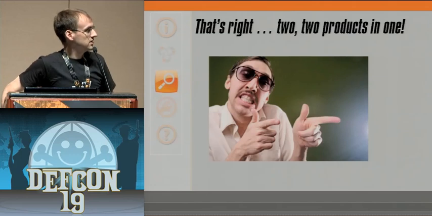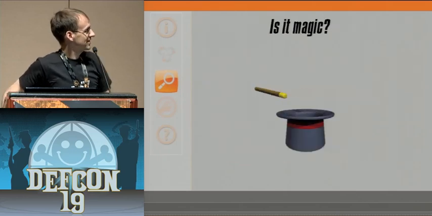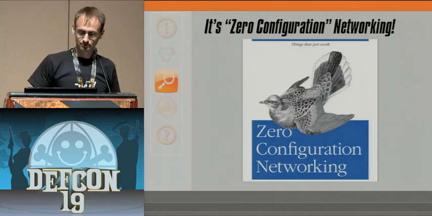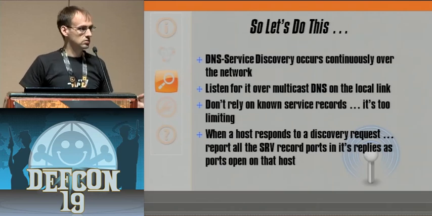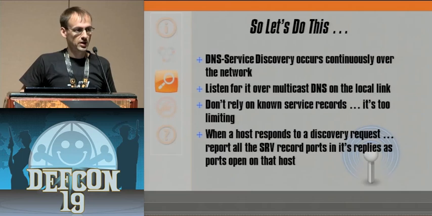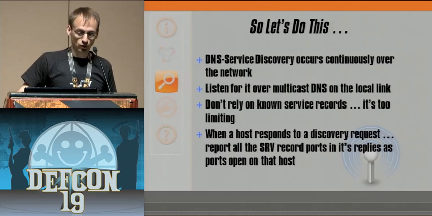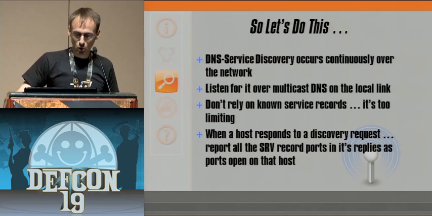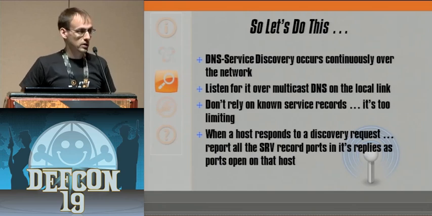So, multicast DNS, also running DNS-Service Discovery, is two products in one. Is it magic? Nope. It's Apple's zero configuration networking. Thank you, Apple. So let's do this. DNS-Service Discovery occurs continuously over the network. You want to make sure, for the user or for the software itself, that that list is fresh. So it's continually discovering this information out there, making sure that list is fresh for the software or for the user. So listen for the DNS service discovery traffic over multicast DNS. Don't rely on known service records. It's a very long list. It's too limiting. When a host responds to a discovery request, report all of the SRV or service record ports in its replies as ports open on that host.